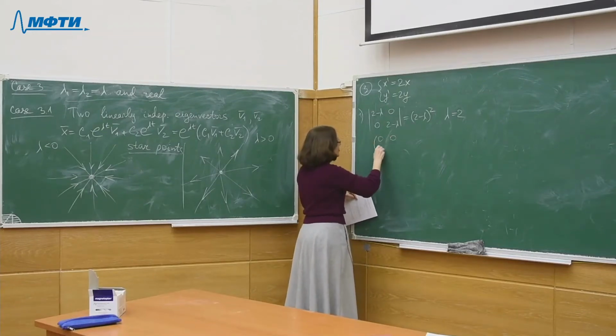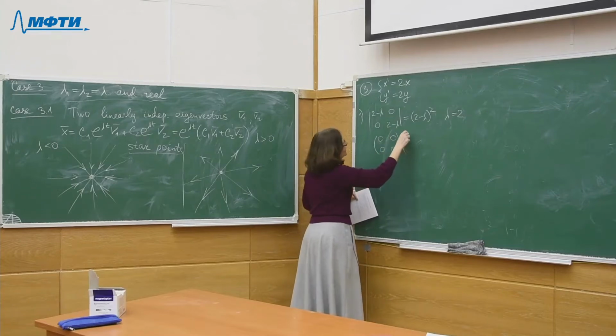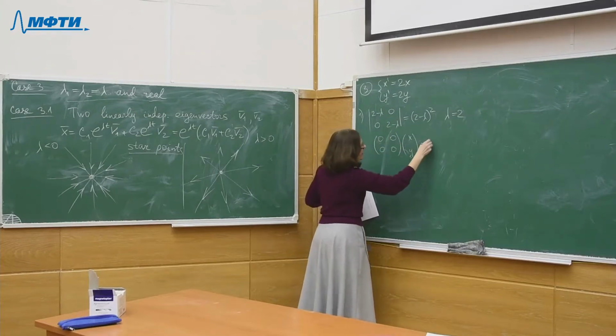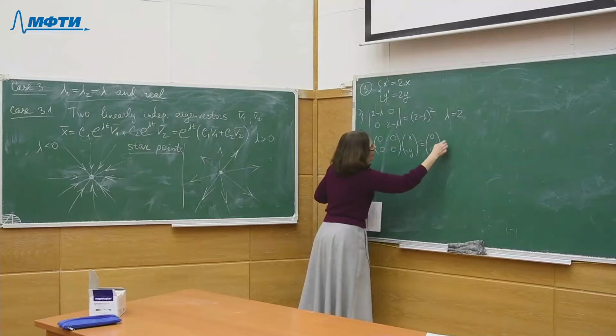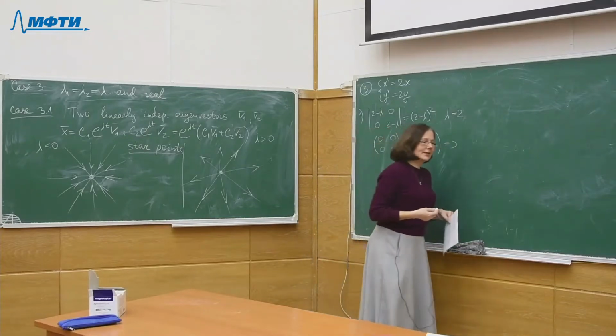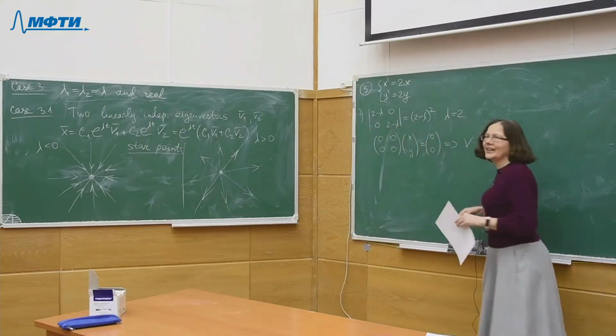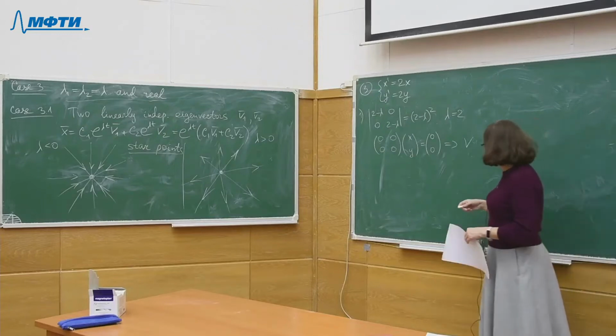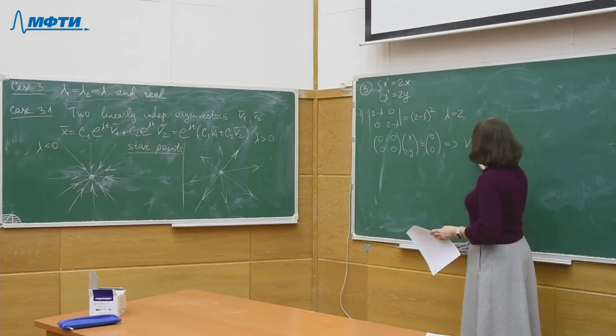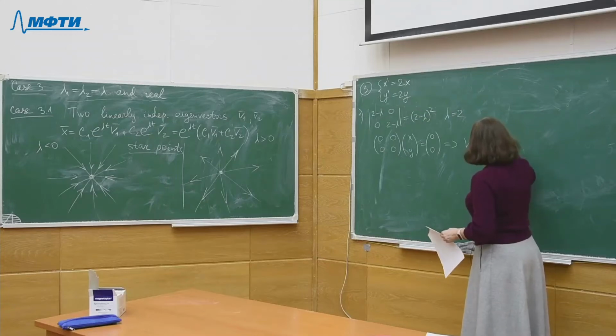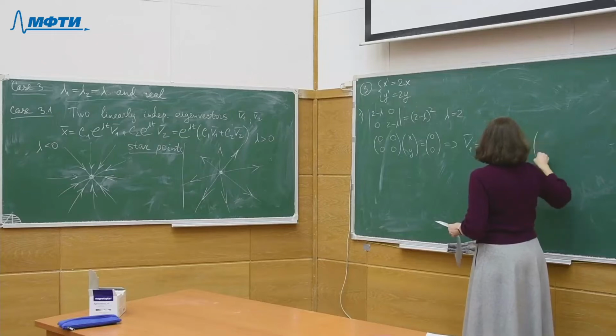So we need to solve the following. And we have 2 linearly independent eigenvectors. So any vector is an eigenvector. So the basis of eigenvectors will be V1 and V2.